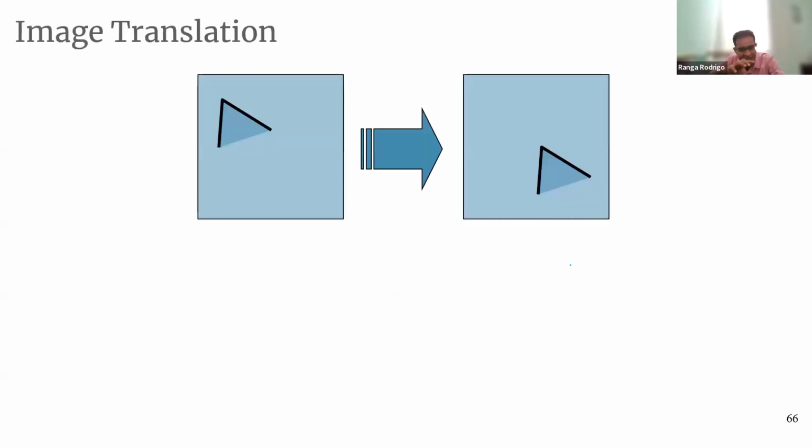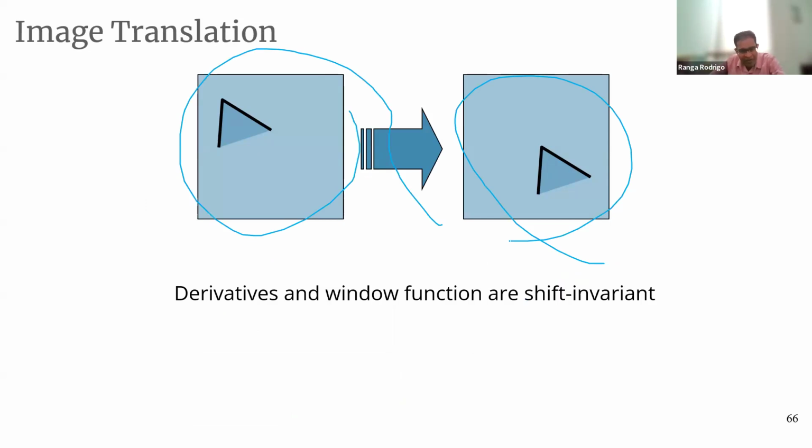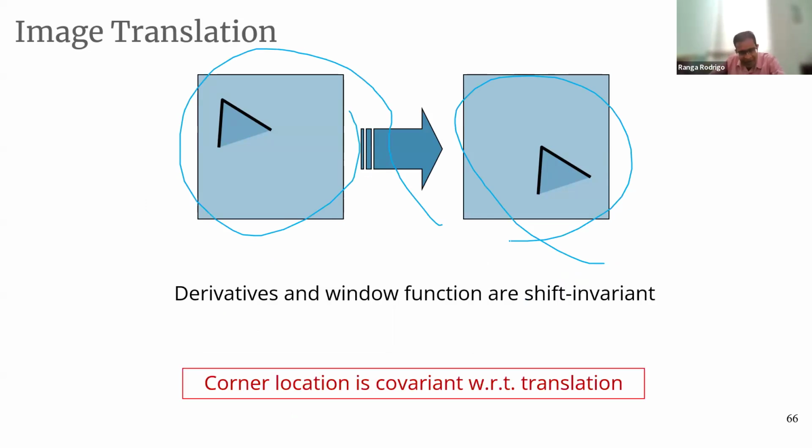Now take the translation. You are taking the image and moving the image. You can see the image has been moved to this location. I mean, it does not matter, right? The corner will also move. So derivatives of the window function are shift invariant. So corner location is covariant with respect to translation. This is fine. I think you can understand it.